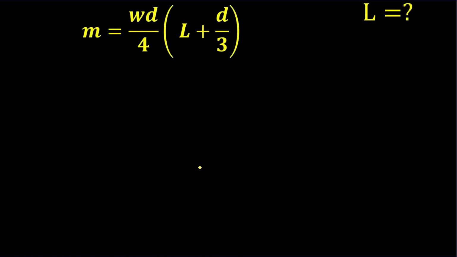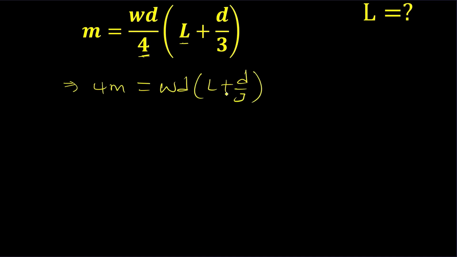All right, so let's look at the last example here. Okay, so you can pause the video and give it a try. All right, so we have m equals wd over 4 into brackets l plus d over 3. And we have to make this l the subject. So we have so many ways of solving this. Okay, so I just want to remove this fraction, so I multiply this side by 4. So this one is the same as 4m equals wd, then we have this one in a bracket.